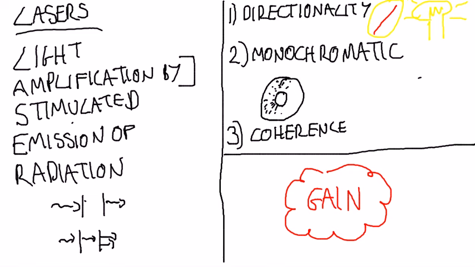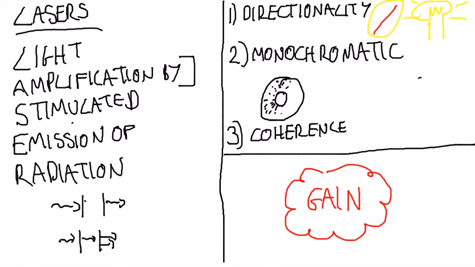And depending on the material, it will emit photons with different energies, which will give the light different wavelengths. So this is how you control the monochromaticity. This is why a laser is monochromatic, because the gain material will just define exactly what wavelengths are being emitted.